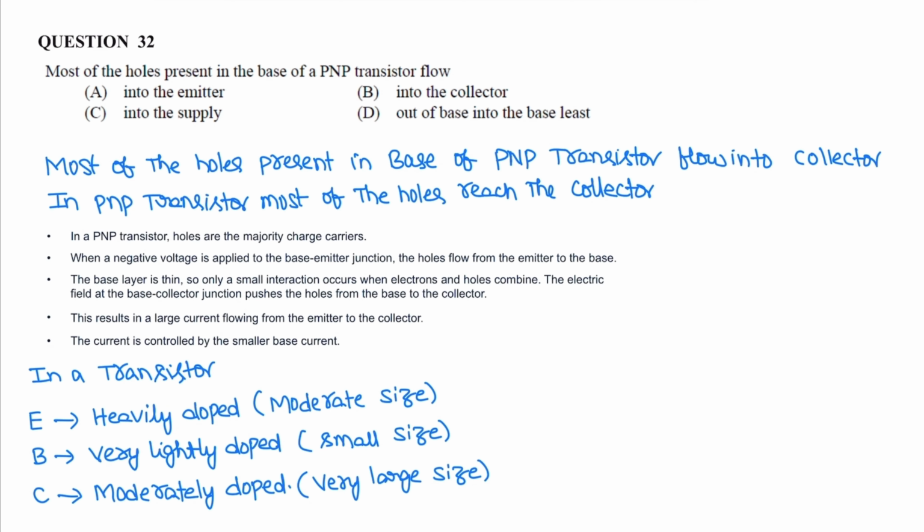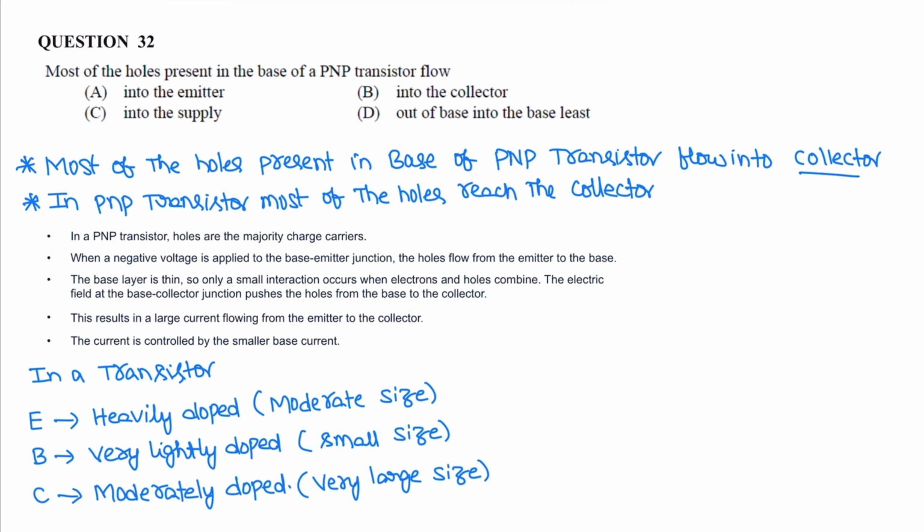Next question. Most of the holes present in the base of a PNP transistor flow to the collector. In a PNP transistor, most of the holes reach the collector, because in a PNP transistor holes are the majority carriers. In a transistor, the emitter is heavily doped and moderate in size, the base is very lightly doped and small in size, and the collector is moderately doped and large in size.